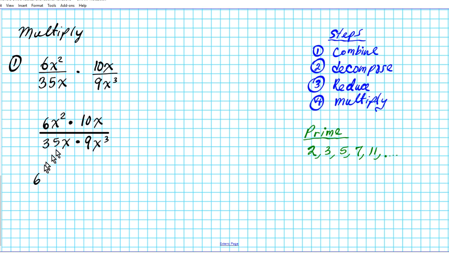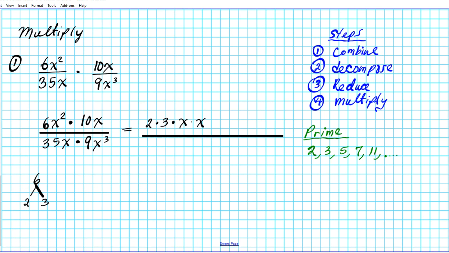Okay, so let's decompose 6. If we decompose 6, 2 goes into 6 3 times. So this 6x squared component is going to be 2 times 3. And then since it's x squared, it just means that we're multiplying x by itself twice, using our properties of exponents.